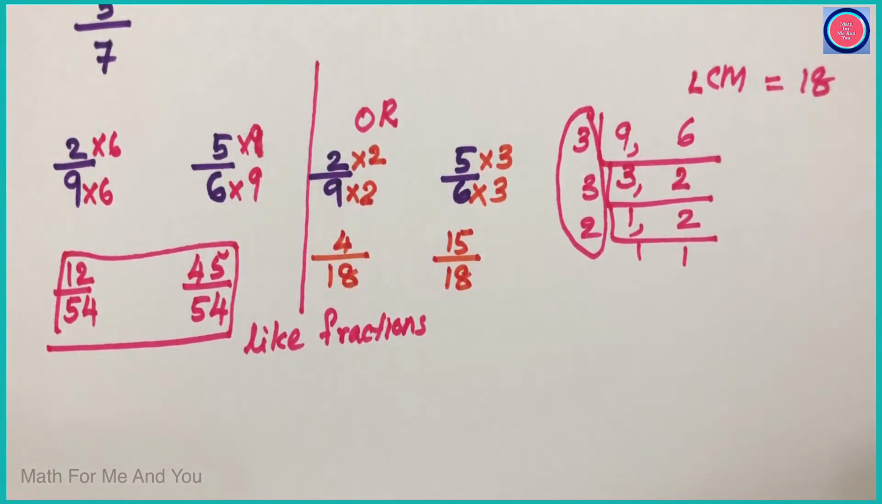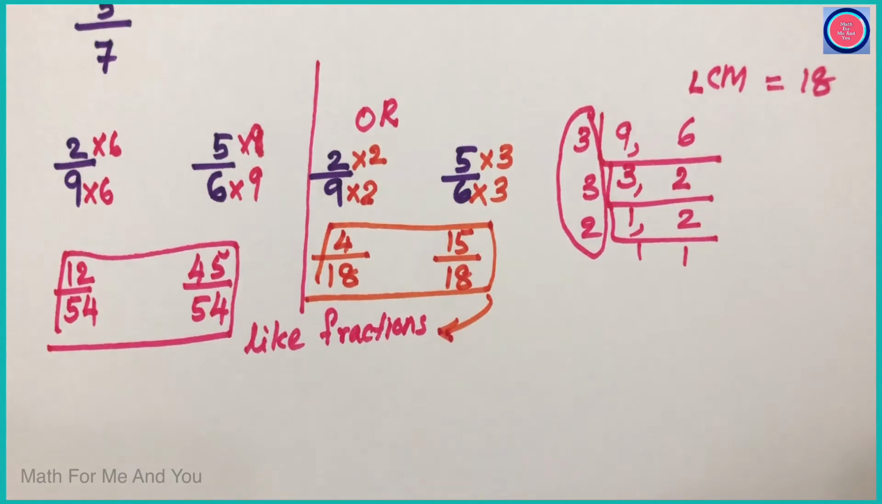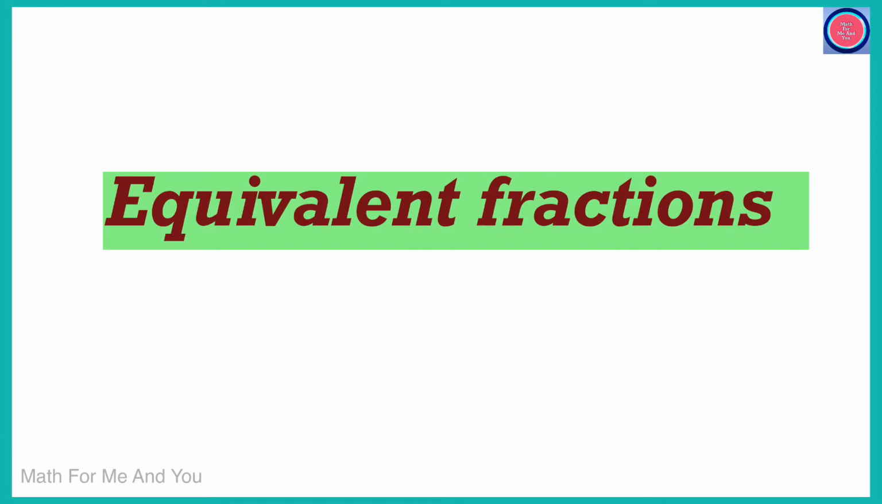See the two fractions, they have the common denominator 18. So they now become like fractions. They have the same denominators. So keep in your mind, if we get two denominators that are common multiples of a number, we can change them to their LCM so that we get like fractions with the LCM as the common denominator. Next, equivalent fractions.